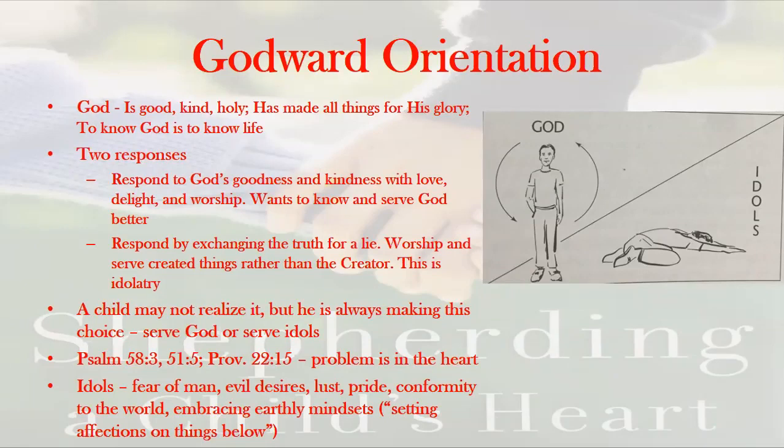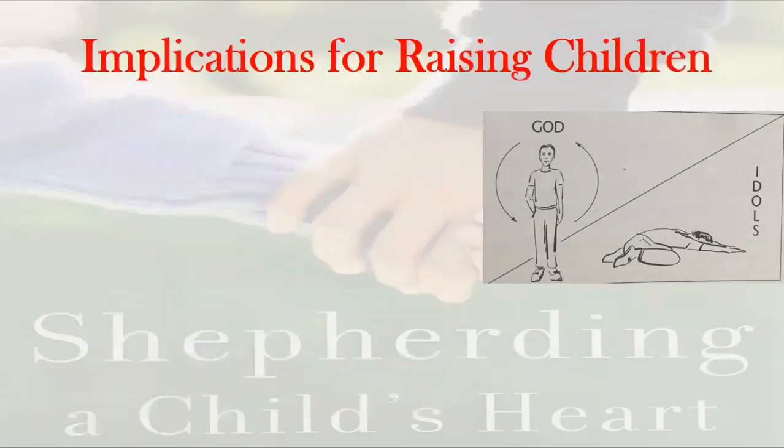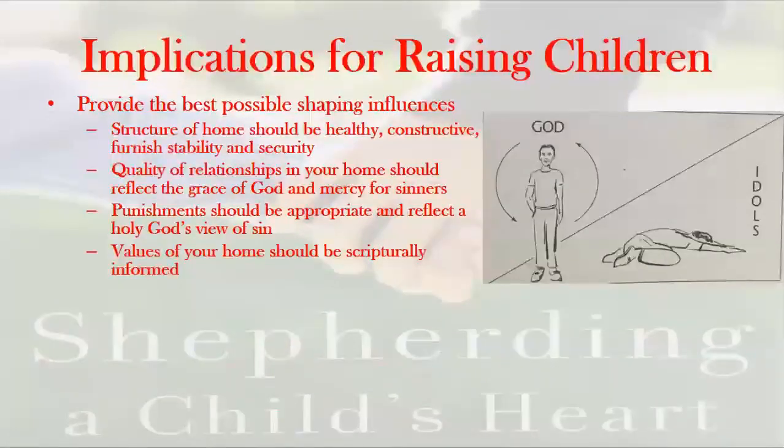Paul says to set your affections on things above and not on things below. This is the importance of Godward orientation, and what does it mean for us in raising children? The implications are two things. Number one, that we provide the best possible shaping influences that we can, for the things that we control. So the structuring of the home should be healthy, constructive, and give them stability and security. They should always feel secure at home.